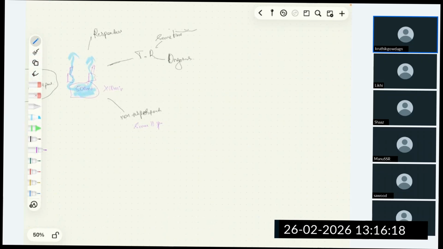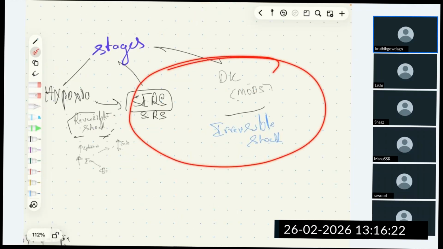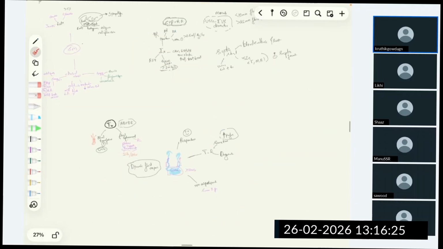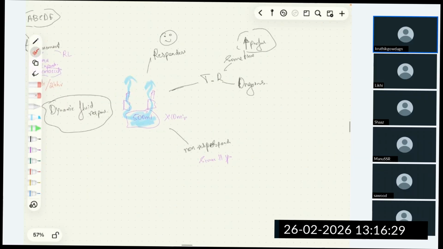And they are at the end of the spectrum here. End of the spectrum. It is severe disease. It's a severe condition associated with high mortality.